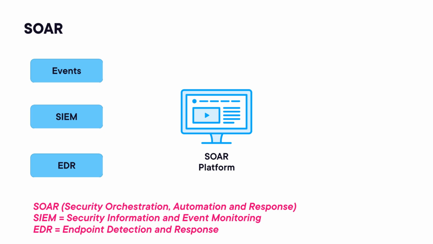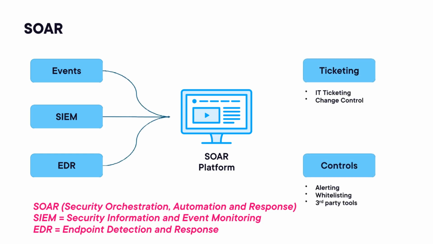Now, all of these three things can be fed into your SOAR platform, and that platform can also integrate, connect, or communicate with ticketing systems and different types of controls. So a ticketing system like IT ticketing and change control, and then also various controls like alerting, whitelisting, or third-party tools. In other words, we could have some piece of information, a trigger or an alert come in, whether it's something picked up from a SIEM solution or an EDR.